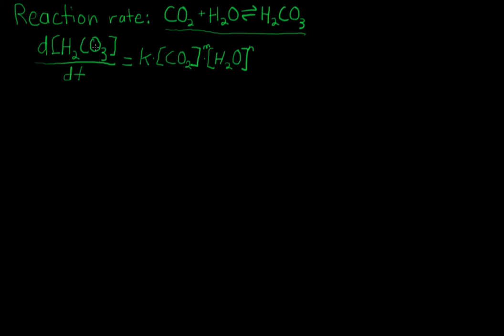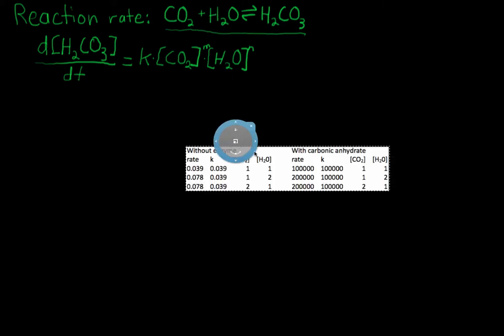So our differential rate law says that the rate of formation or change of H2CO3, carbonic acid, equals the rate constant k times the concentration of carbon dioxide to the m power, times the concentration of water to the n power. So how do we determine m and n? We are going to need to look at some data.